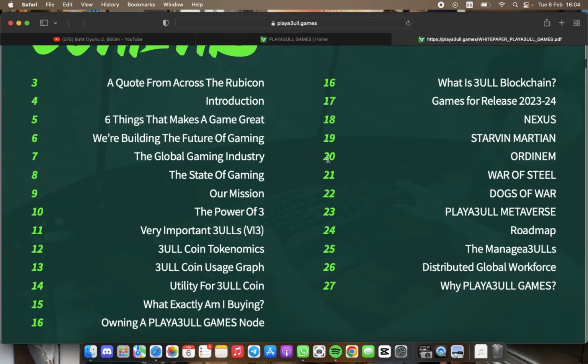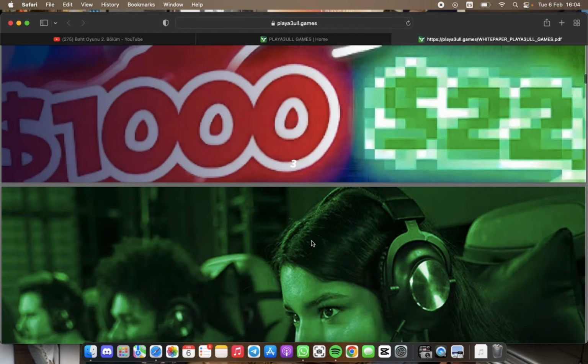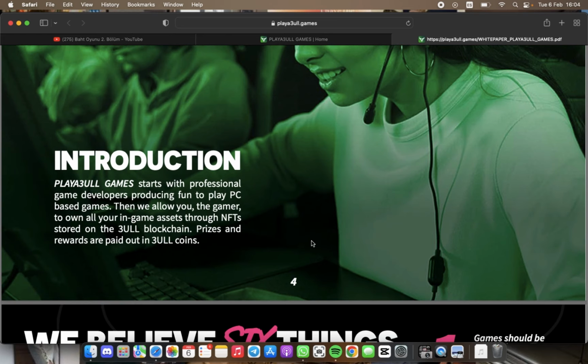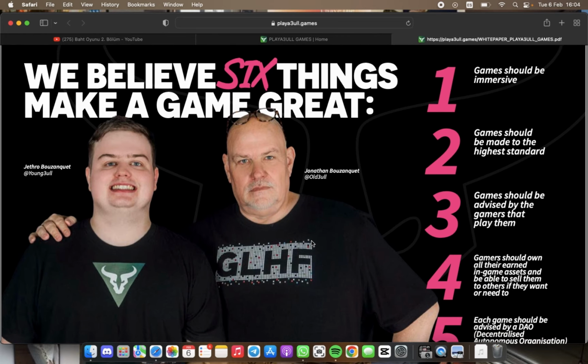So this is the white paper. We have here the contents. As you see, the big script of Leon's, this is the Crossing the Rubicon. And this is the introduction. Play3ull Games starts with professional game developer production funds to play PC based games. As I said first, then we allow you, the gamer, to own all your game assets through NFTs stored on the Play3ull blockchain. Prizes and rewards are paid out in Play3ull coin.